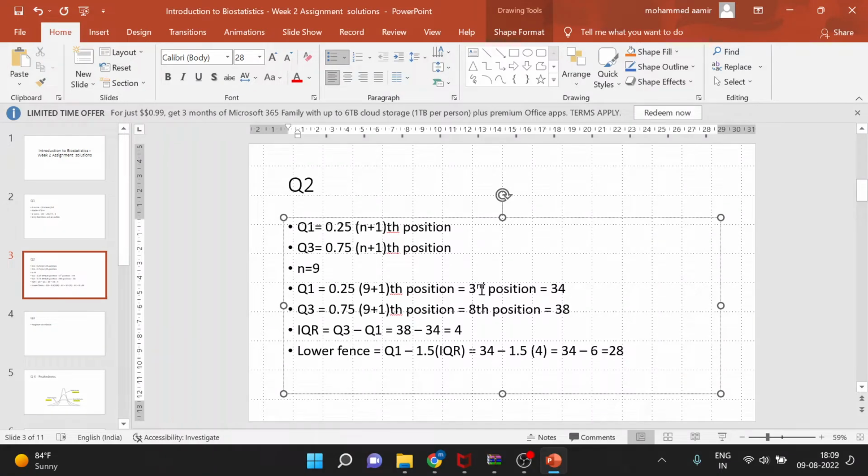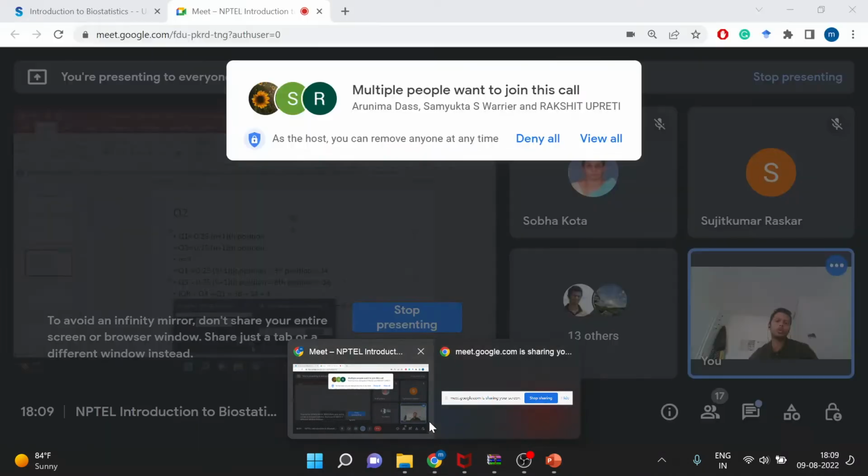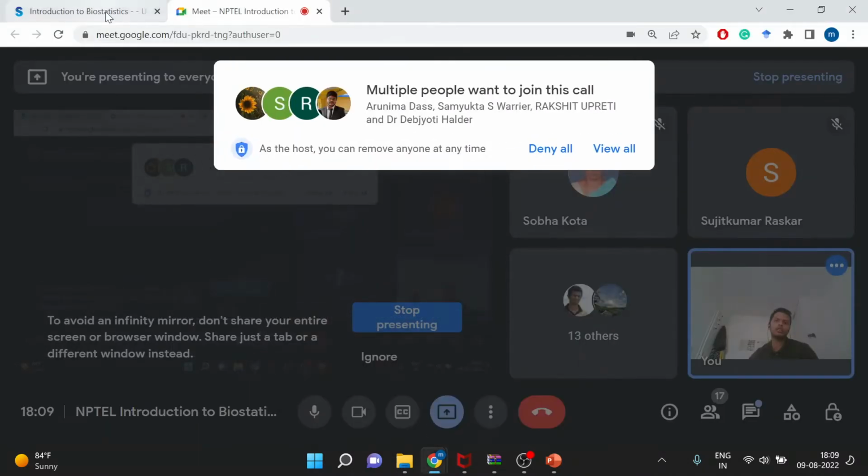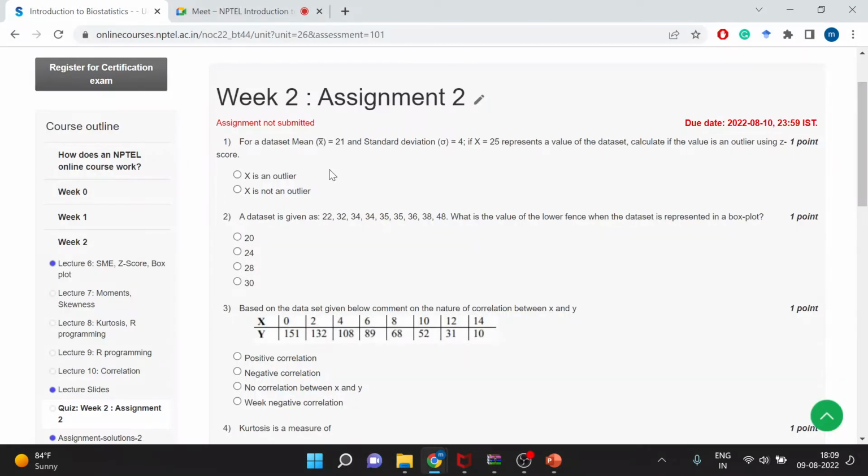So the third position in that data set, when you order it, okay? You need to order it. You can't just calculate the third position in an unordered data set. And when you order it ascendingly, the third position is 34.